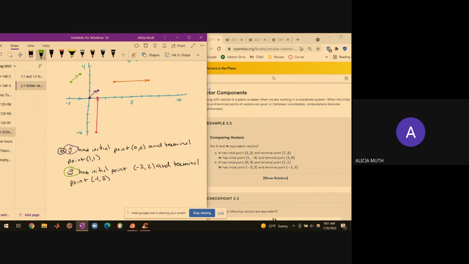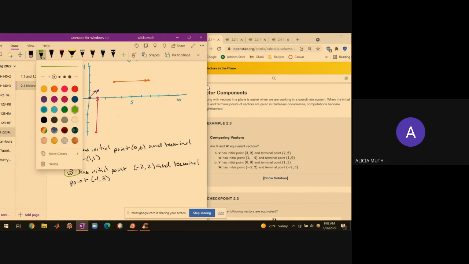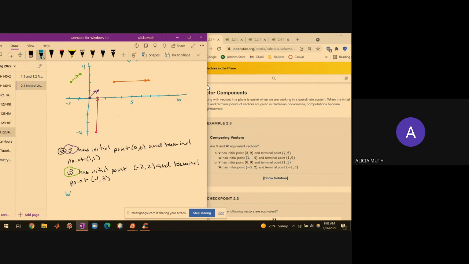So we've done the same thing, right? We've gone up 1 and over 1. That means they're going to have the same direction and the same magnitude. So in this case, the vectors are the same. Because V and W have the same magnitude and direction, the vector v is equal to the vector w, so it doesn't matter that they're actually starting at different places.